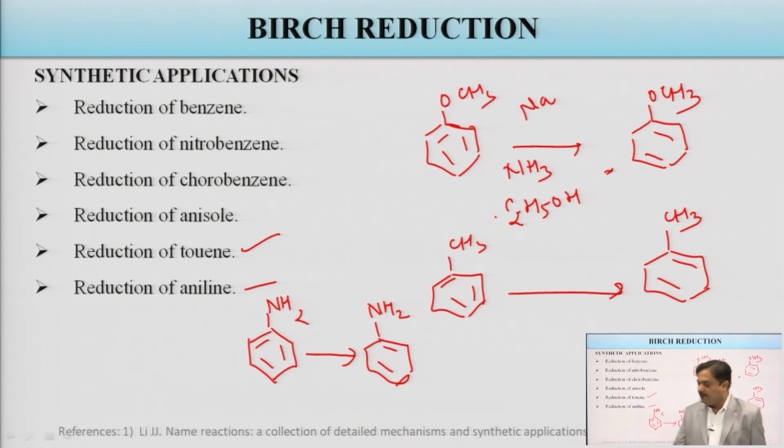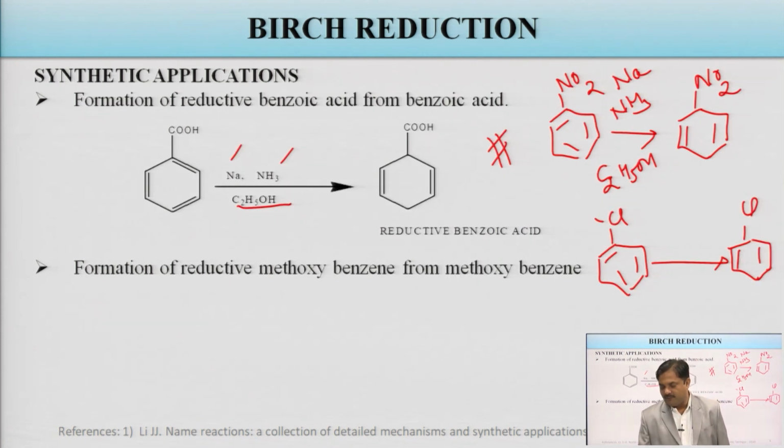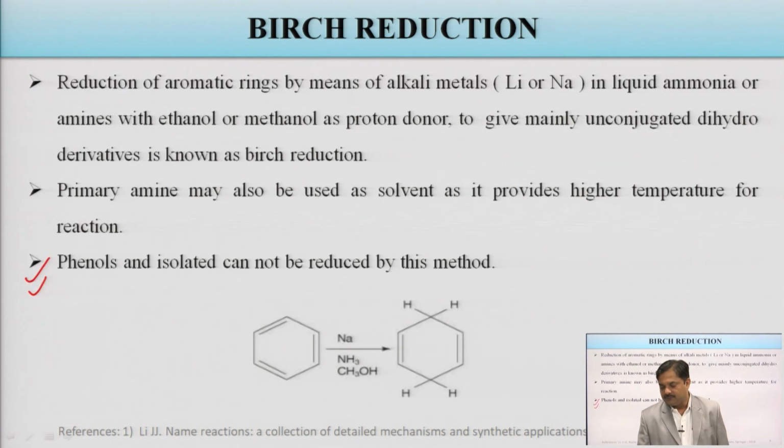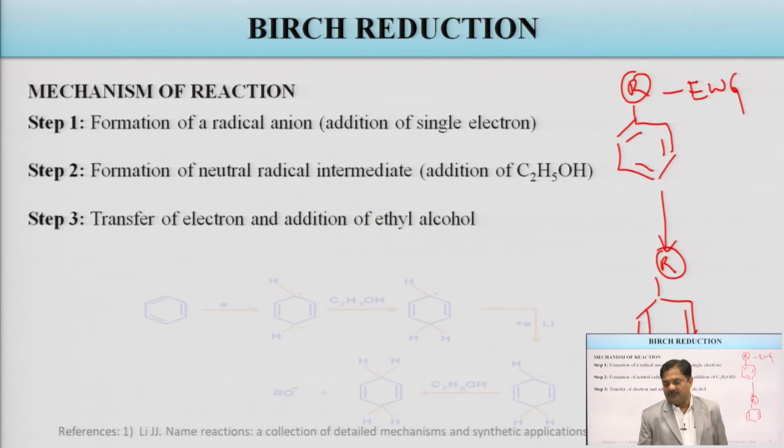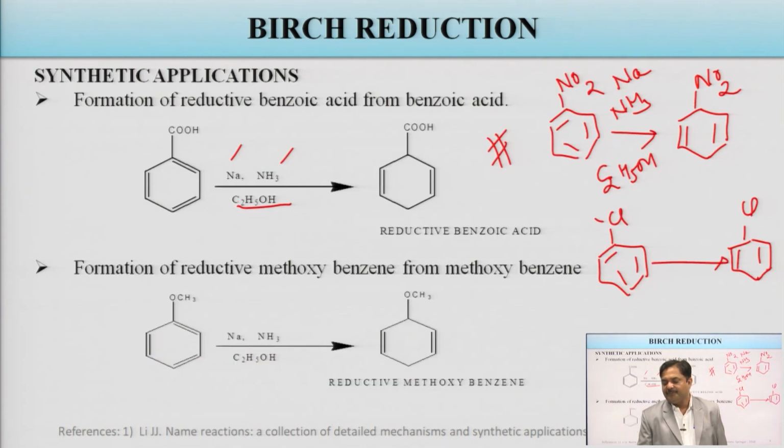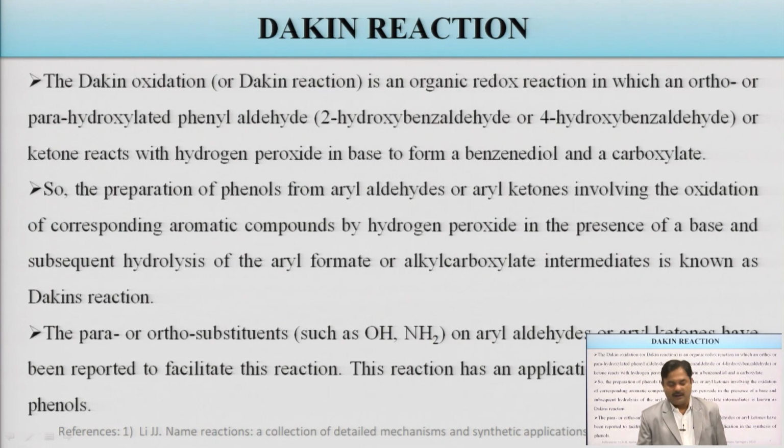And the important point I again want to tell you is that phenols and isolated aromatic rings cannot be reduced by this method. Primary amine may also be used as a solvent, as it provides a higher temperature for the reaction. So, this is all about the Birch reduction. I hope that you understood this Birch reduction very easily. This is a very easy reaction.